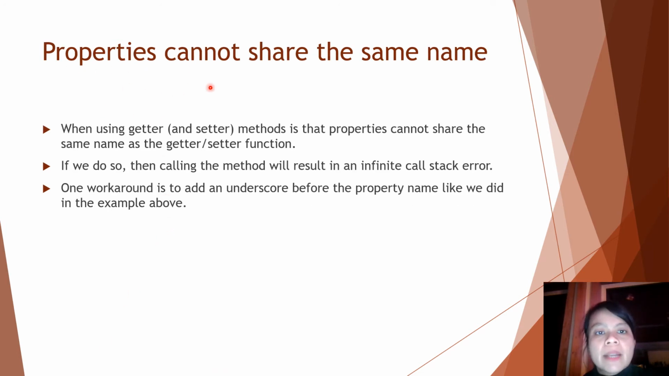Properties cannot share the same name, though. When using getter and setter methods, properties cannot share the same name as the getter and setter function, because if we do so, the method is going to result in an infinite call stack error. So don't use the same name. A workaround is to add an underscore before a property name, like we did in the example above.